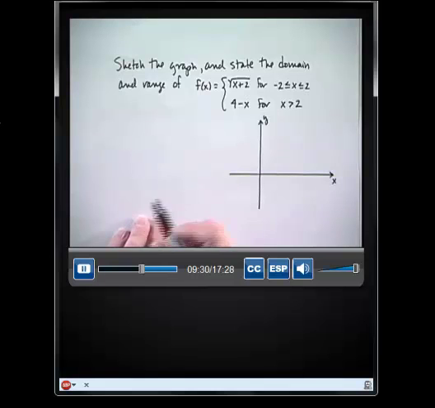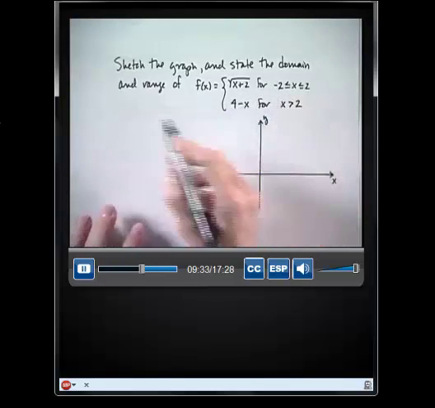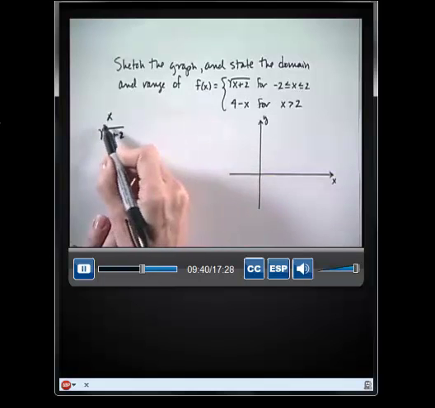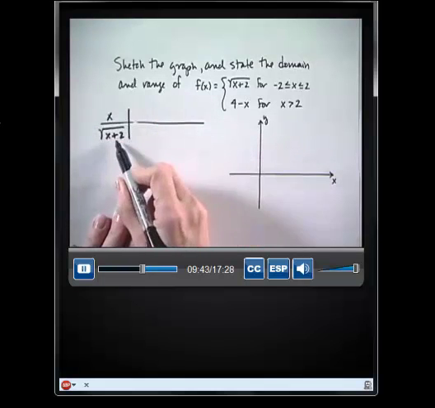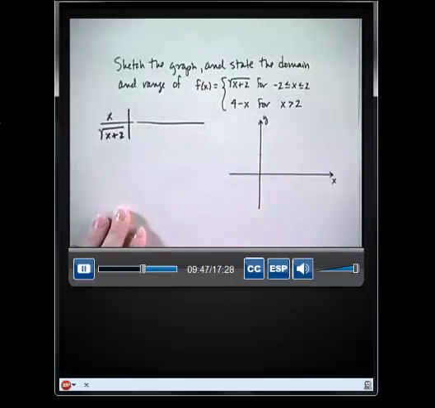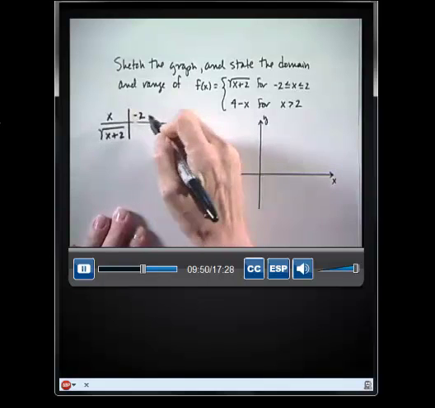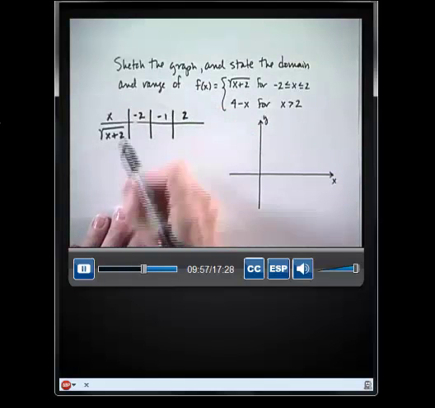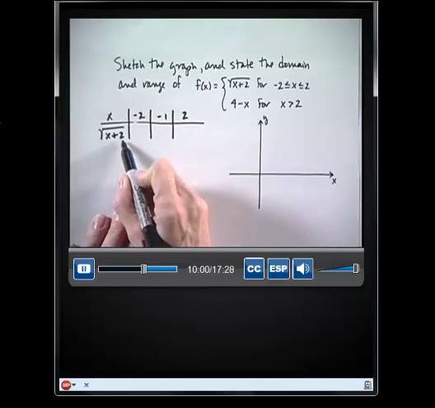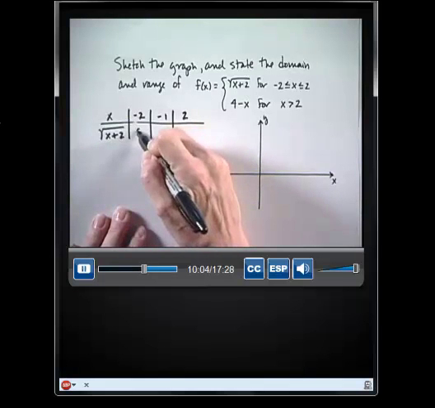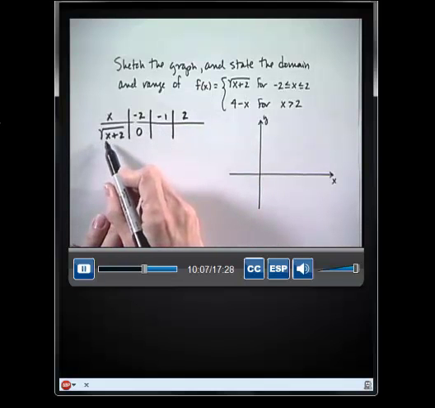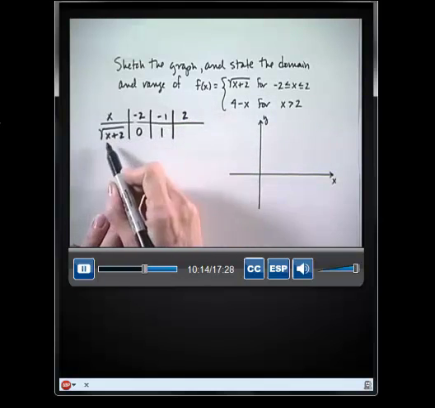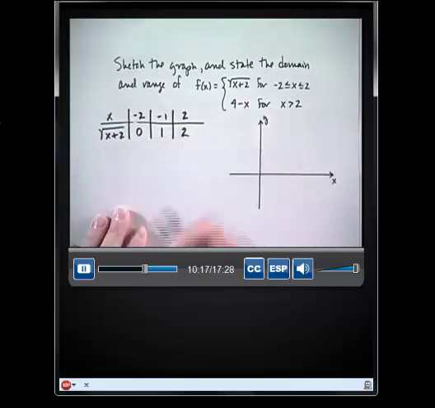One way to come up with this graph is to look at a table of values for each piece. So let's start with the top piece and make a table of values for x and square root of x plus 2. The x's we're allowed to use in this piece are between negative 2 and 2. So just arbitrarily picking some, let's use negative 2, negative 1, and maybe positive 2. If x is negative 2, we find the square root of negative 2 plus 2, which is 0, and the square root of 0 is 0. If x is negative 1, this is the square root of negative 1 plus 2, or the square root of 1, which is 1. If x is 2, this is the square root of 4, which is 2.